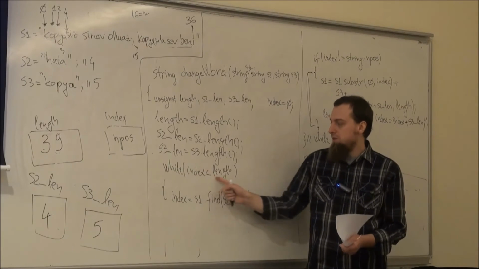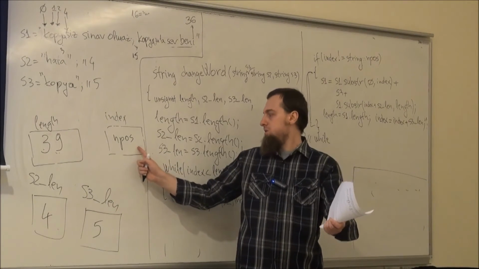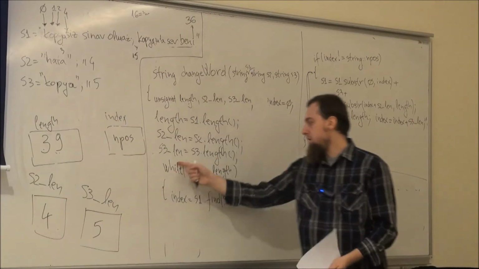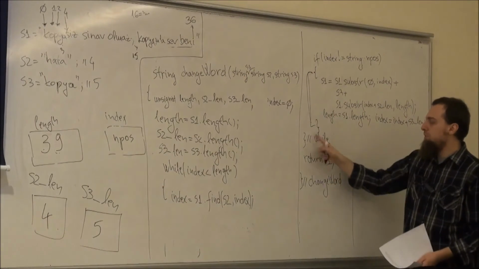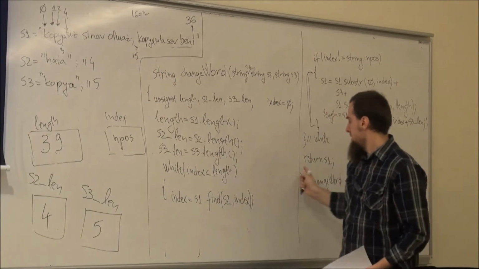We check whether the index is smaller than length. N position is a very large number, and this number is not smaller than 39. So we go outside from the while loop. We return the string S1, which is this one, and this is it.